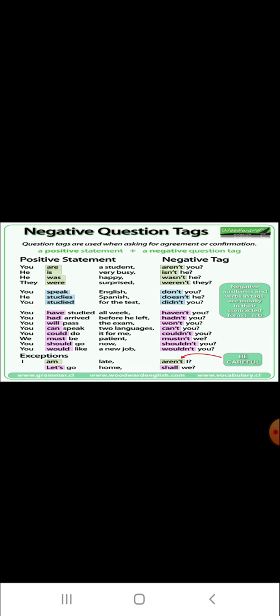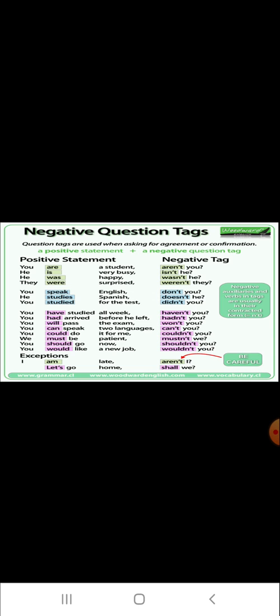The fifth example is you speak English, don't you? So here speak is the positive statement which is followed by the negative question tag don't. The sixth example is he studies Spanish, doesn't he? So here studies is a positive statement and it is followed by the negative question tag that is doesn't.